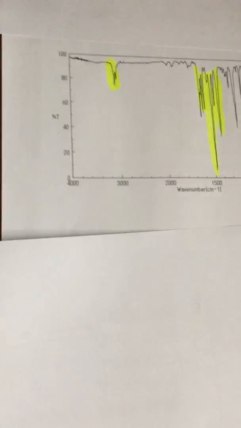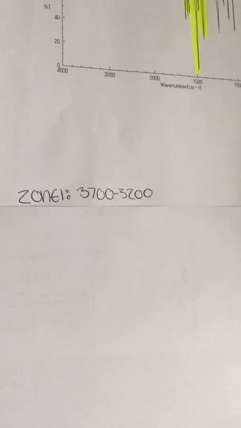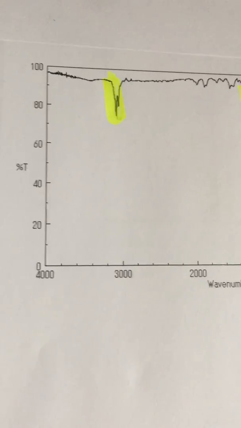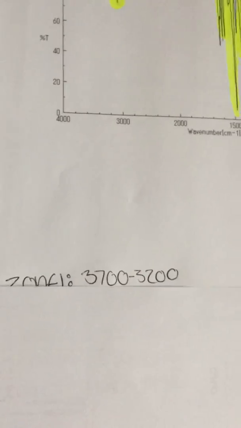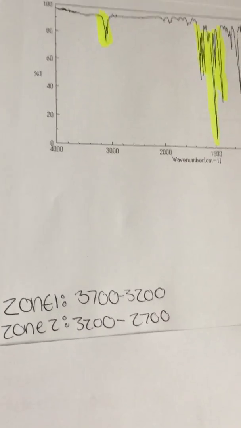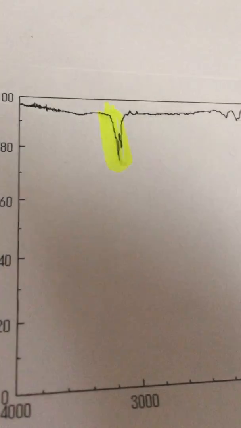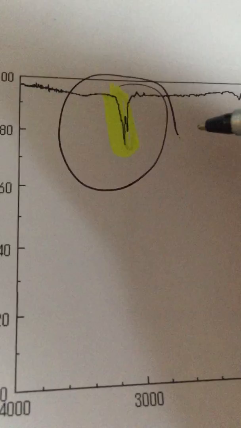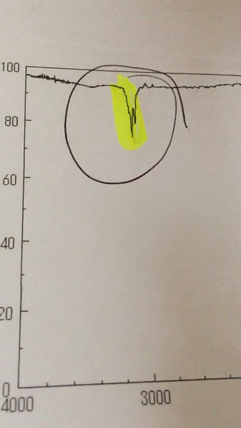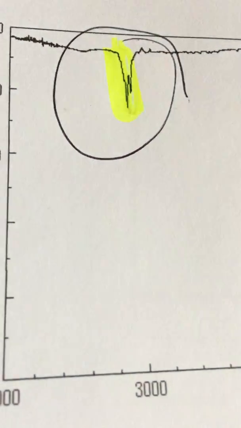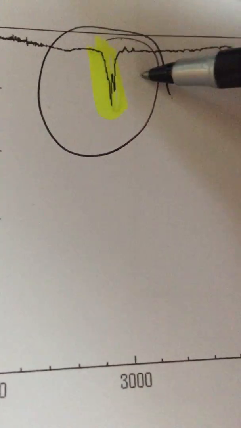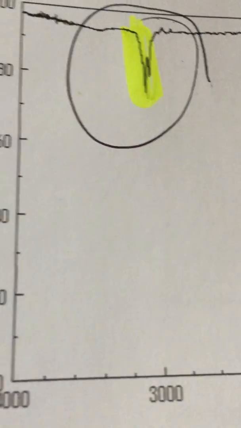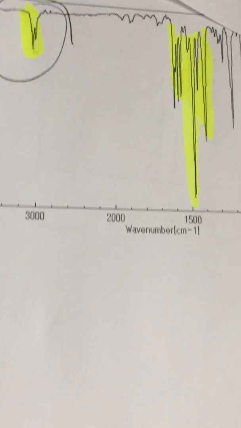So at the beginning, there should be a zone 1, which would consist of about 3700 to 3200. And for this one, we do not actually have anything within zone 1. For zone 2, we have 3200 to 2700, and we do have something right here. This little guy already highlighted looks like an sp2 orbital. An sp2 orbital is located within this region. So moving on, we don't see anything until quite a while later.